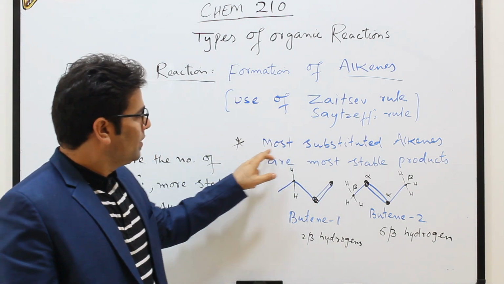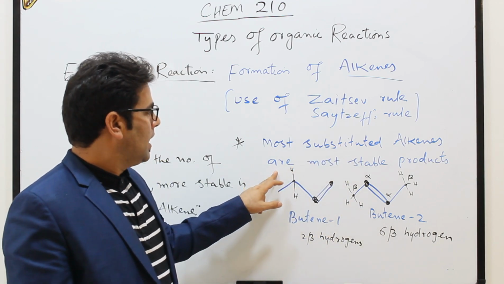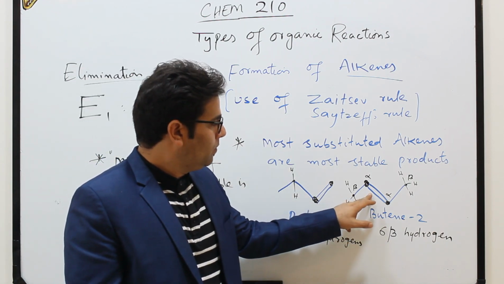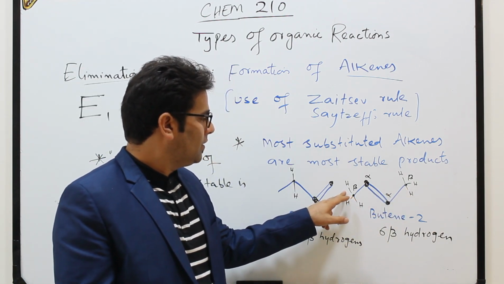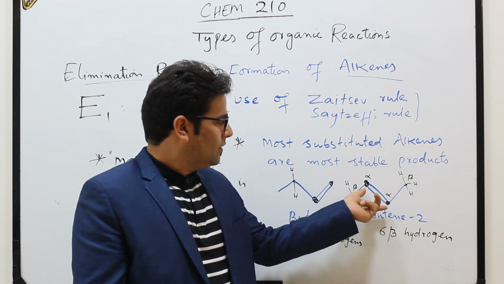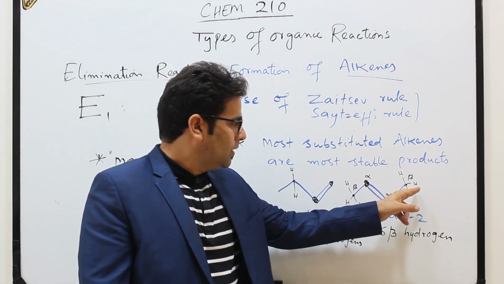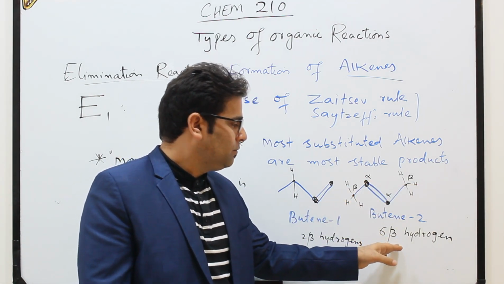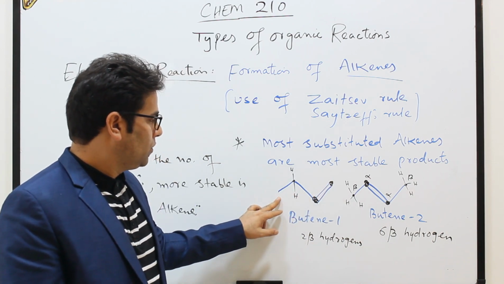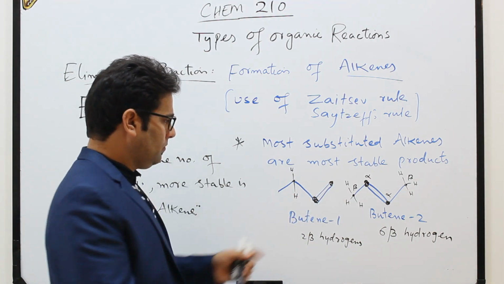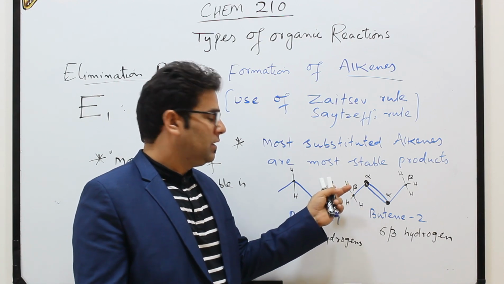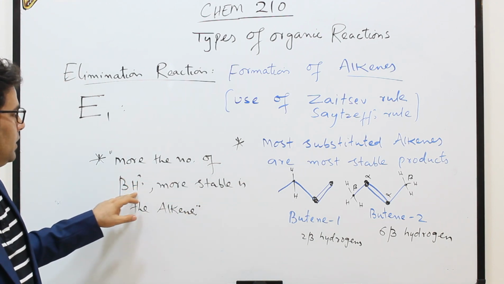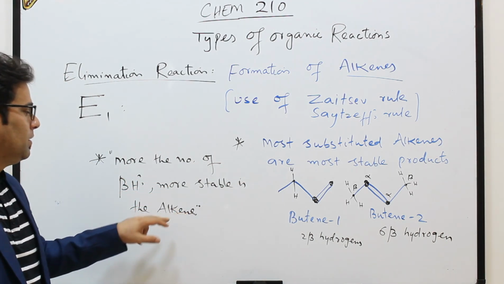What is it saying? The most substituted alkene is the most stable product. If I take a simple example, butene 1 and butene 2. This double bond is surrounded by 2 carbons, here 6 hydrogens, here 6 hydrogens. If I consider this double bond carbon as alpha carbon, this carbon and this carbon are beta. So we have beta hydrogens. How many? 6 beta hydrogens. Here we have 2 beta hydrogens, because there is no carbon attached to the double bond carbon. So in another way, this rule is saying the more the number of beta hydrogens, the more stable is the alkene.